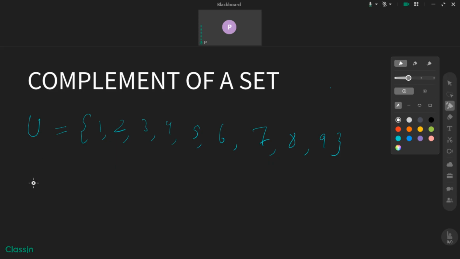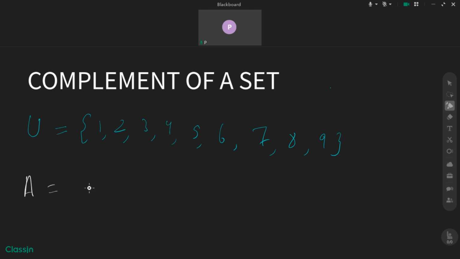Let us say there are three sets A, B, and C. They are all subsets of this universal set. Let us say set A is 1, 5, 7. Let us say set B is 2, 9, 3, 7, 4.